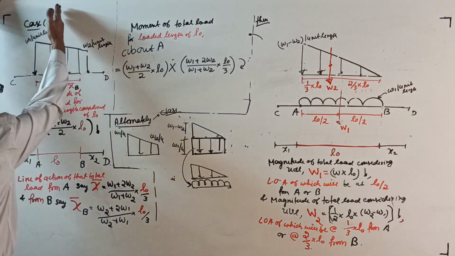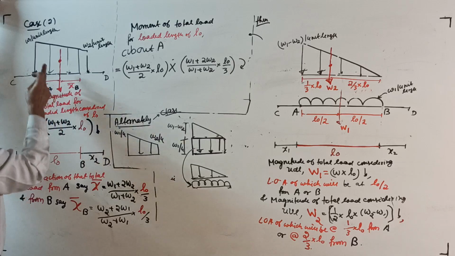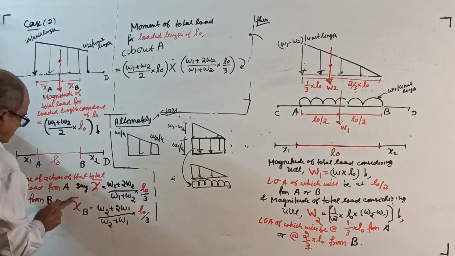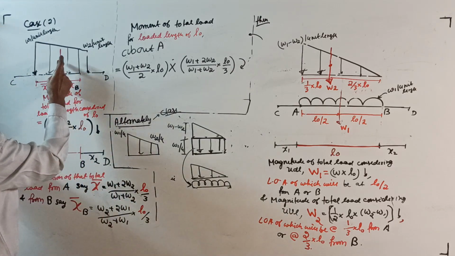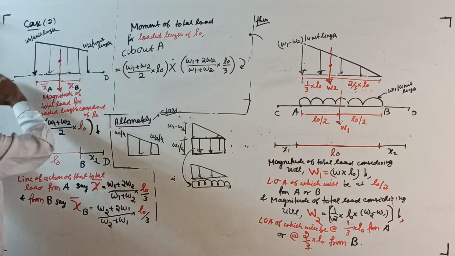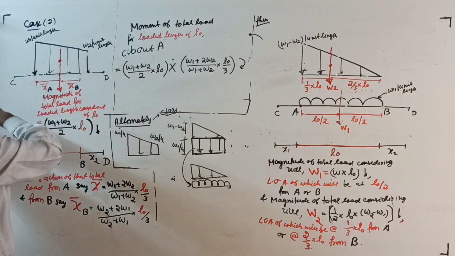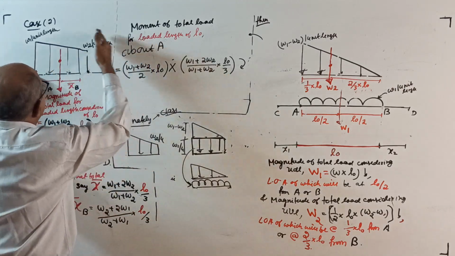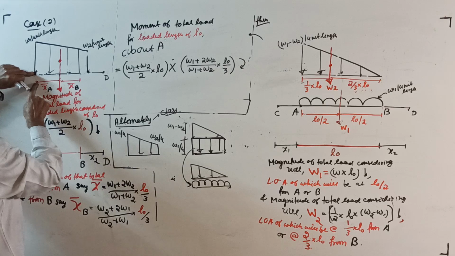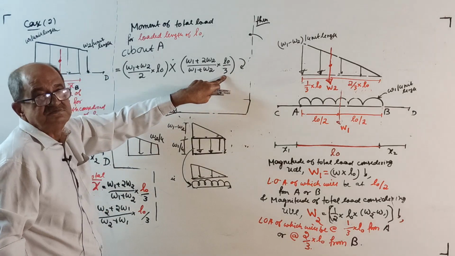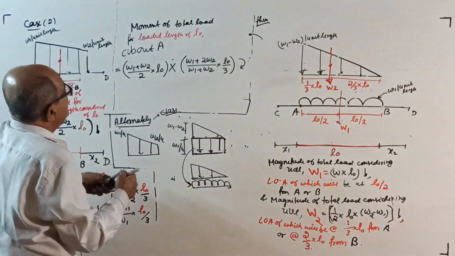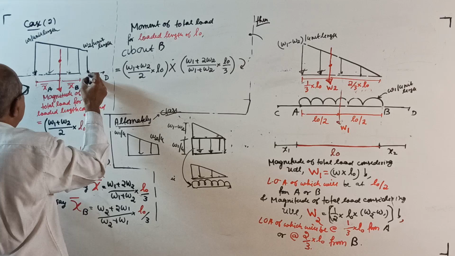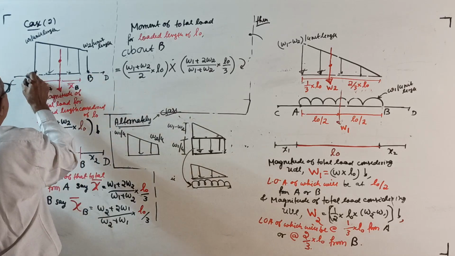Start. Magnitude, same as last time, the sum of the two. Line of action distance is also the same, but the centroid will be slightly on this side. Then, moment about A: this total load into this distance, I already wrote earlier. Moment about A over, moment about B. This is B, this is A.